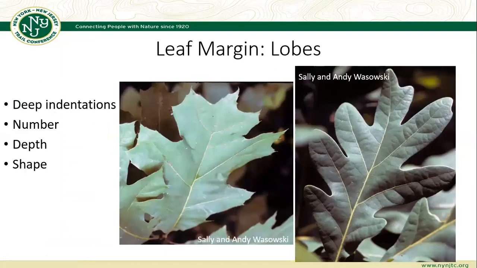Okay, so along with the shape of the leaf, you're also going to want to look at the edge of the leaf. And first, I'll talk about lobes. So these are deep indentations on the edge of your leaf. So for identifying something, you'll want to look at how many lobes this leaf has? How deeply is it lobed? And what is the shape of these lobes? So here we have two different species of oak trees that have different shape lobes. On the left, these lobes are very pointy. Here on the right, these lobes are round.